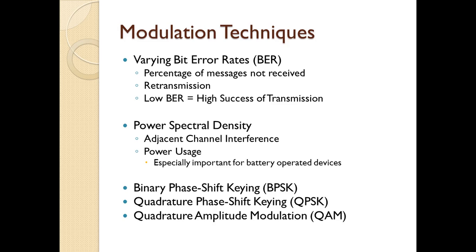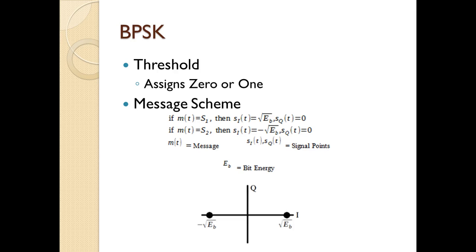Some of the modulation techniques explored in this project include binary phase shift keying, quadrature phase shift keying, and quadrature amplitude modulation. BPSK is a form of modulation that assigns a 1 or 0 to each received signal based upon a threshold setting. If the received signal's power level is above the threshold, BPSK assigns the message symbol to 1. Conversely, if the symbol is below the threshold, the message symbol will be assigned as a 0. The BPSK message scheme is described on this slide.